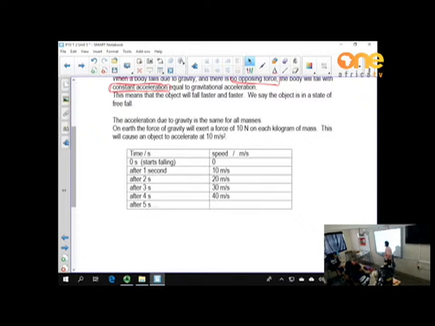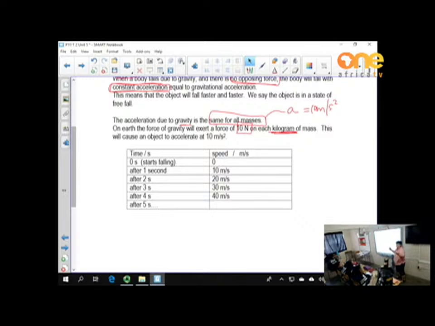All right. People, acceleration due to gravity is the same for all masses near the Earth. Any object would be accelerated at a rate of 10 meters per second squared. On the Earth, the force of gravity will exert a force of 10 Newton for each kilogram of mass. It's just a ratio. If you have a mass of 1 kilogram, the weight is going to be 10 Newton. And if you have a mass of 50 kilogram, the weight is going to be 500 Newton.